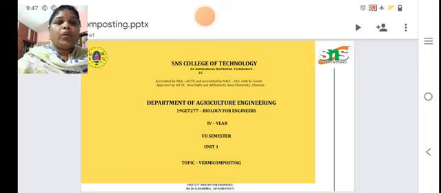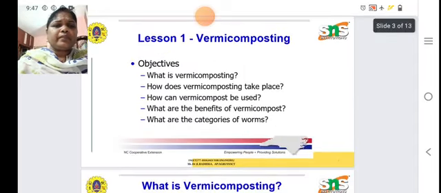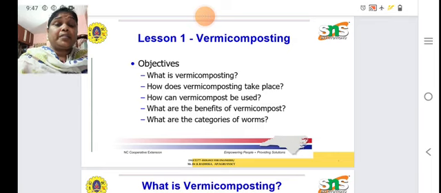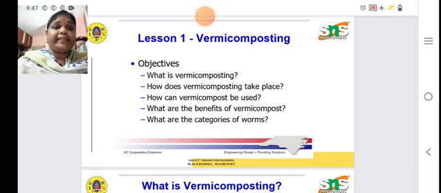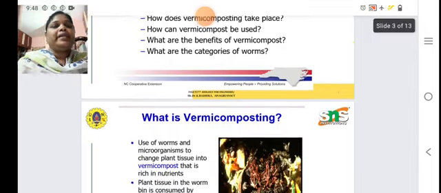Today, we are going to discuss the vermicomposting technique. Let's see one by one. These are the topics covered in the vermicomposting technique: What is vermicomposting? How does vermicomposting take place? How can vermicompost be used? What are the benefits of vermicompost? What categories of worms are used for vermicomposting?